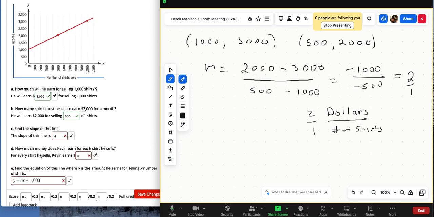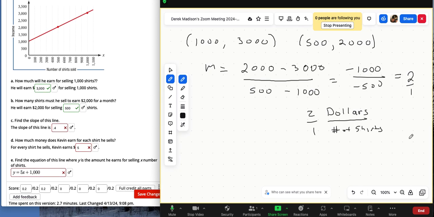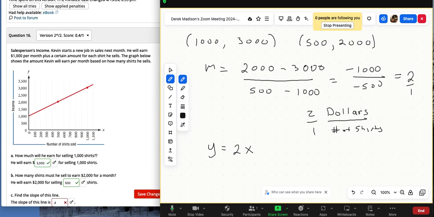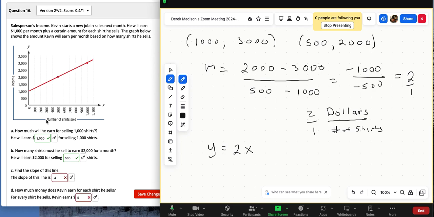So then back down here, we got those two, and we just need to find the equation. And so, yeah, that would be y equals m, which is our slope, which is 2x. And then the starting amount, remember he got $1,000 for showing up, for agreeing to sell shirts. So that's where that plus 1,000 comes in.